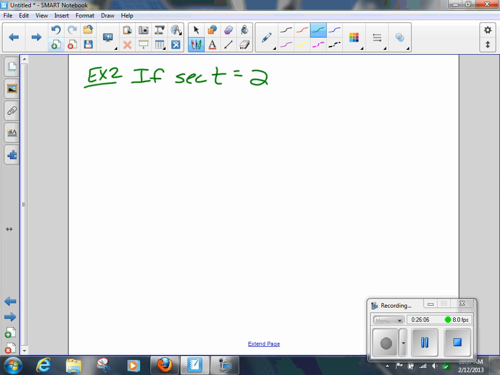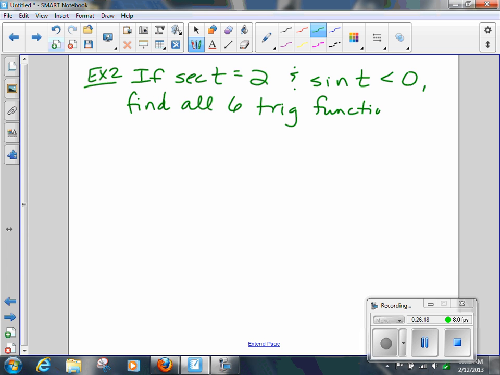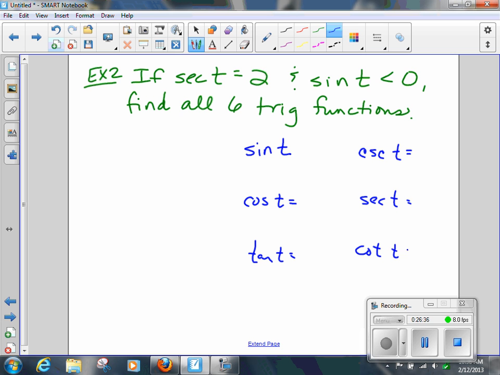If secant of t is 2 and sine of t is less than 1, find all 6 trig functions. I would just go on and start making sine of t, cosecant of t, cosine of t, secant of t, tangent of t, cotangent of t, before I did anything, before I even draw a picture or anything.